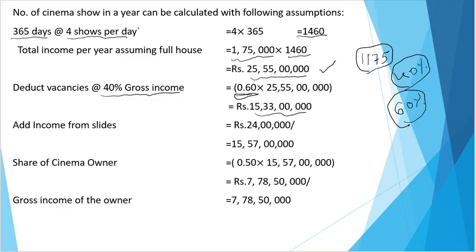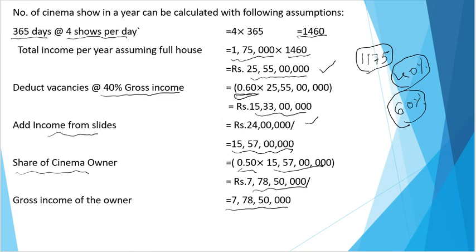Then the income from the slides is given as 24 lakh. 2 lakh per month means for 12 months, 24 lakh per year. So the total income is 15 crore 33 lakh plus 24 lakh, which is 15 crore 57 lakh. But the share of the cinema owner is 50%. So 50% of 15 crore 57 lakh means 7 crore 78 lakh 50,000. So the gross income of the owner is 7 crore 78 lakh 50,000.